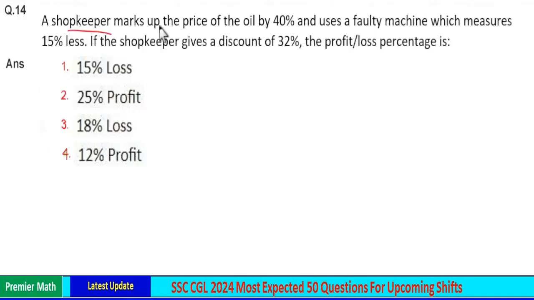A shopkeeper marks up the price of the oil by 40% and uses a faulty machine which measures 15% less. If the shopkeeper gives a discount of 32%, the profit or loss percentage is.